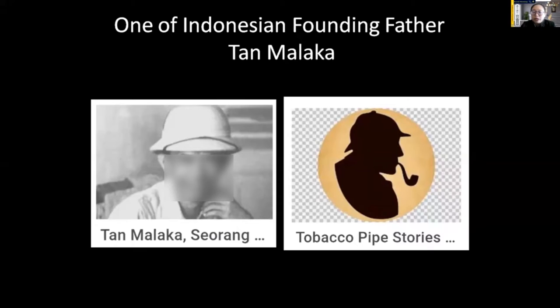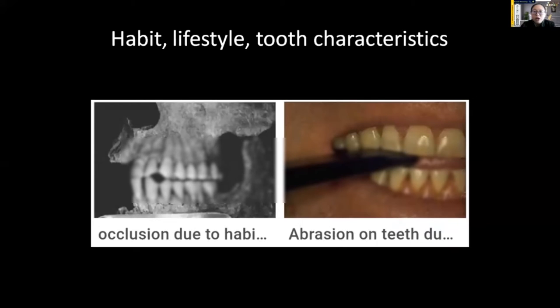So we should expect what kind of human remains we will find. And as we know, the tooth characteristic of pipe smoking, we have this kind of tooth. Sometimes they bite the pipe as well. So we thought that we could find the dental habit, and it could be one of the secondary identifications that we can use to identify our founding father.